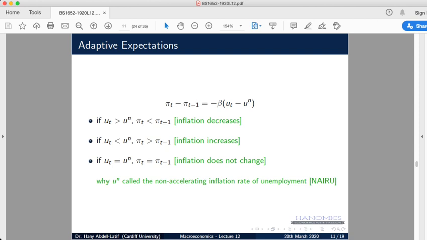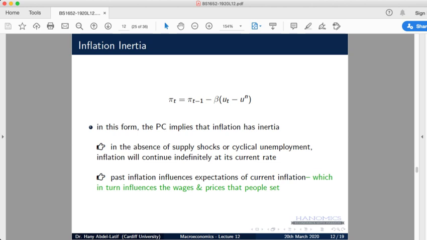So this is again just one way to form expectations. As I said, adaptive expectation is basically saying that people expect inflation in time t will be equal to the observed or actual inflation rate in time t minus one. It also tells us that the inflation rate has some inertia, meaning that in the absence of supply shocks, so there are no supply shocks here, or cyclical unemployment, which if this equals zero, the inflation rate will not change. It will continue as long as we don't have supply shocks and don't have cyclical unemployment. So the inflation rate will be stable at its current rate. It's not going to change, okay?